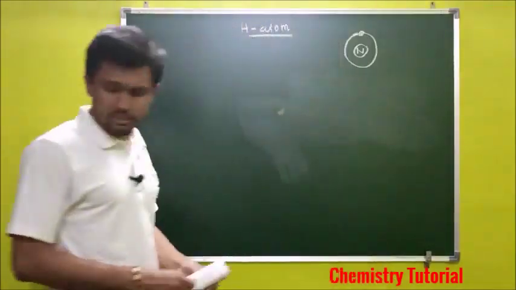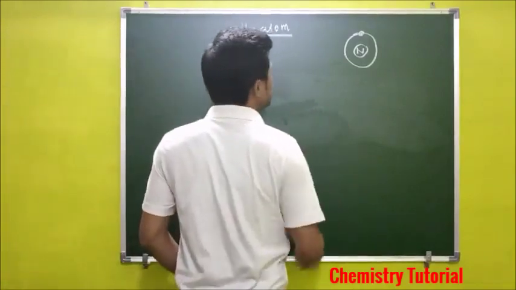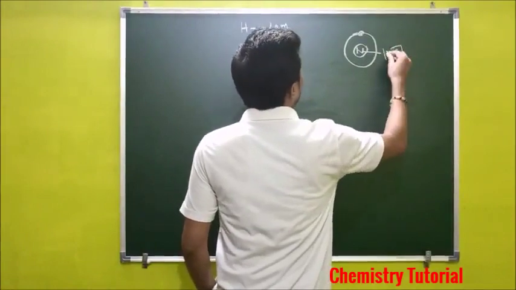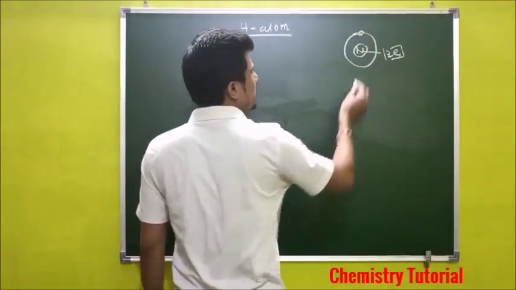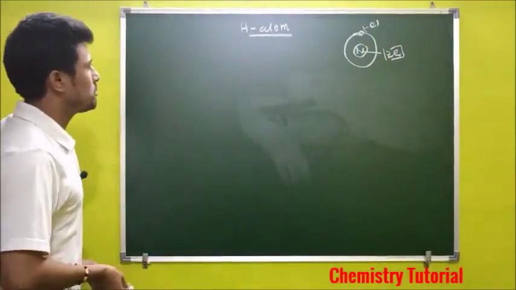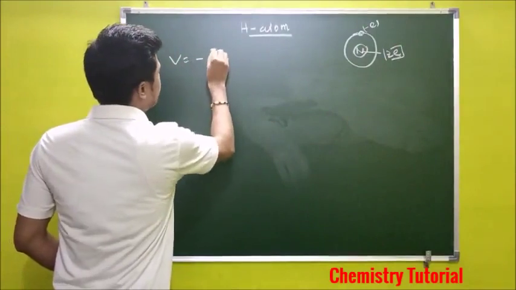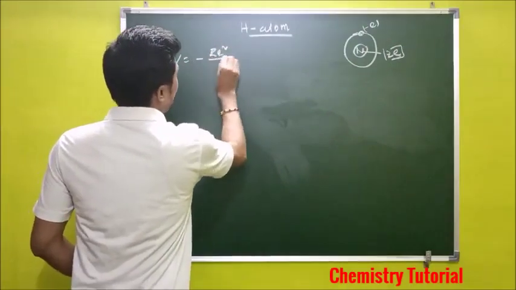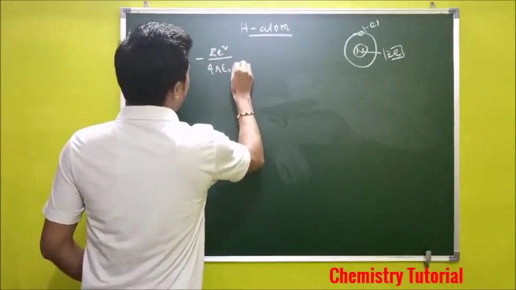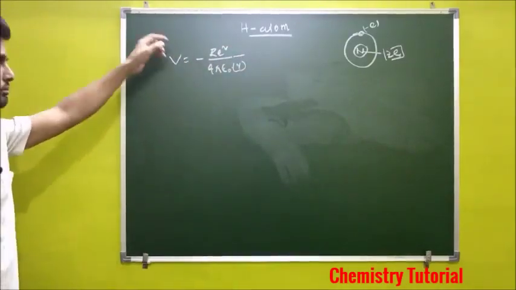So in the hydrogen atom, you see, the potential energy of the electron that is revolving around the nucleus. If the nuclear charge is Ze and the charge of the electron is -e, then the potential energy of this hydrogen atom would be minus Ze squared over 4 pi epsilon naught r, okay? This is from the Coulombic attraction force.